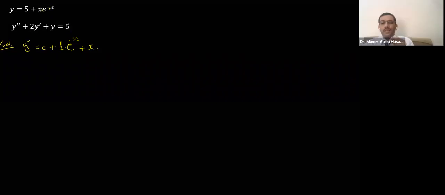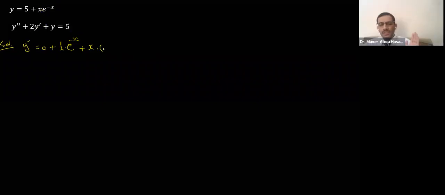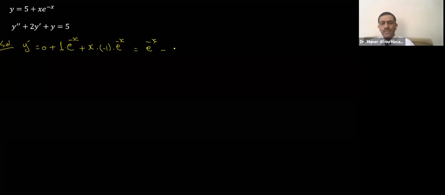Negative e to the power of negative x. The differentiation of an exponential function is only to differentiate the power, which is -1 for negative x, times the same function, e to the negative x. Is the differentiation clear? So y prime equals e to the negative x, here you have a plus and minus, minus x e to the negative x.